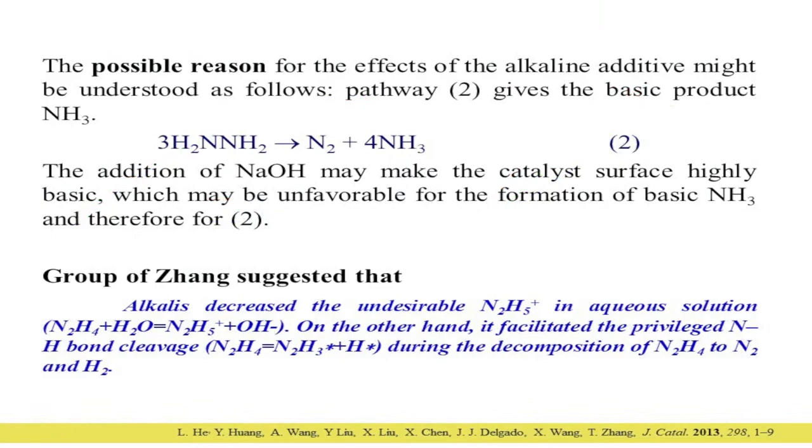The possible reason for the effect of alkaline additive might be understood by pathway 2, where we are getting nitrogen and ammonia. Ammonia is basic, but when we add NaOH, it makes the catalyst surface highly basic, which may be unfavorable for the formation of ammonia. Another group has reported the role of base after our report, that it is due to the decrease in the undesirable hydrazinium ion in aqueous solution, and on the other hand, it facilitates the preferred N-H bond cleavage during the decomposition of hydrazine to nitrogen and hydrogen.